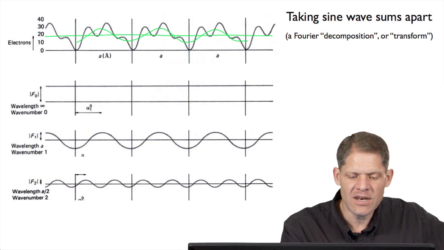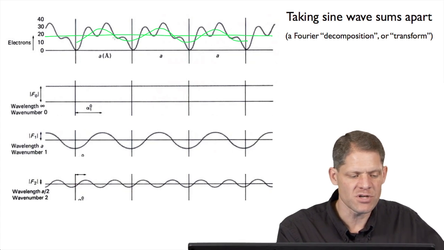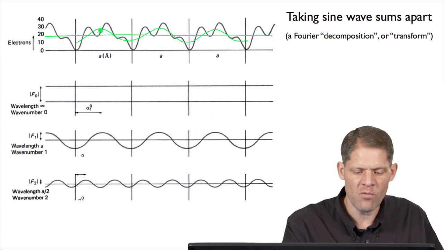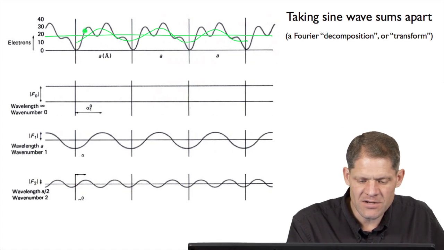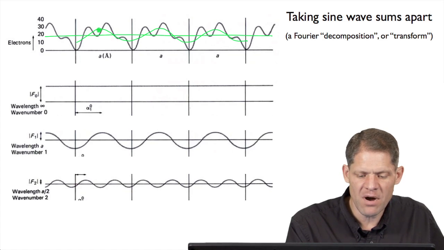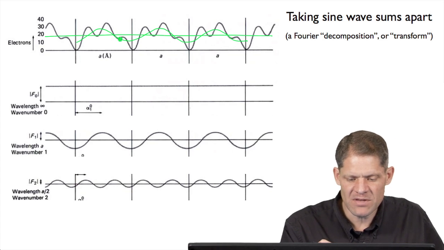And so that's getting closer to the original function, but it's still not everything we want. For instance, it is clear that there's some extra density up here that we're missing. There is too much density right there. There's some extra density over here that we're missing.